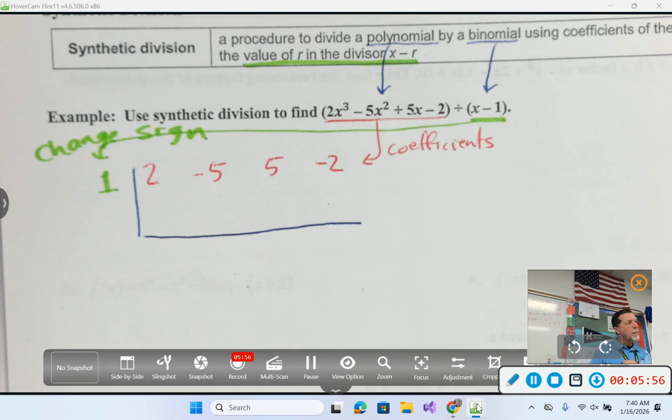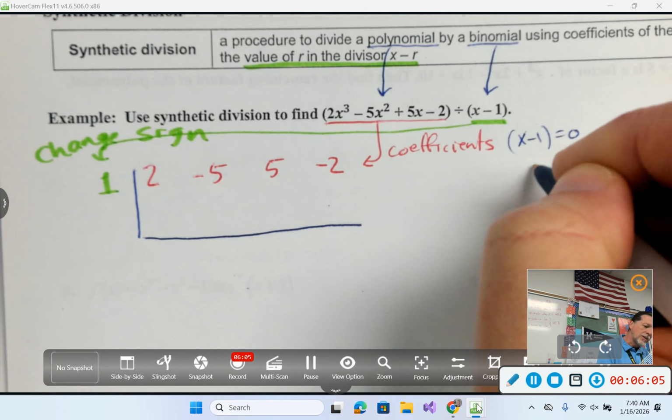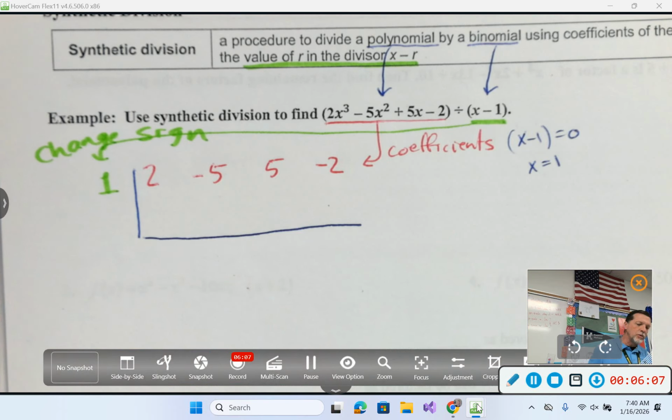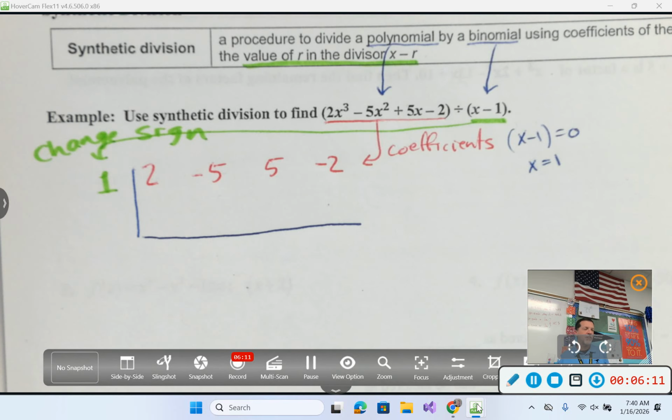So these two were like setting the binomial equal to 0 and then using whatever x equals. Correct. So you'd say x minus 1 equals 0, so x equals 1, so we'll use 1. Nobody ever shows that step because it's pretty easy to just change the sign.